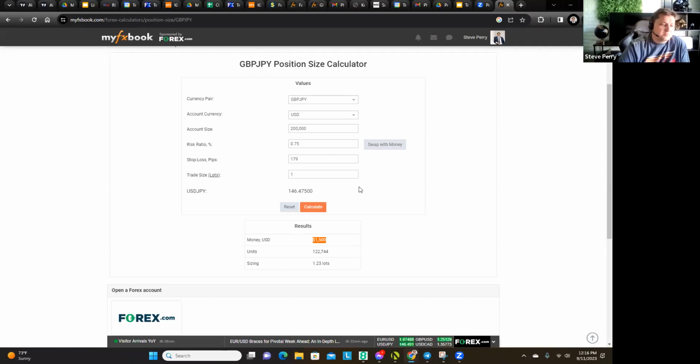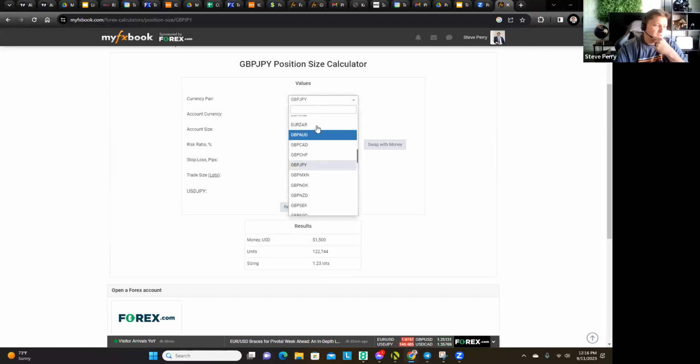And it's basically saying if I were to take this trade with a 179 pips stop loss, risking $1,500, which happens to be 0.75% of 200 grand, on the pound yen, you need to trade a 1.23 contract. So that's how I keep it airtight, the risk management. That's how I do it, right? Okay, that's the process.